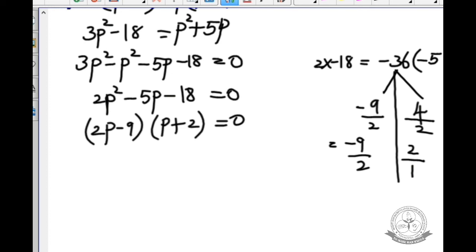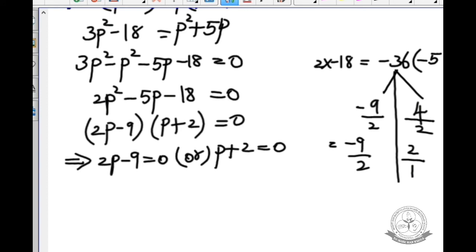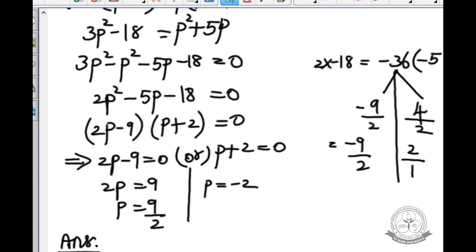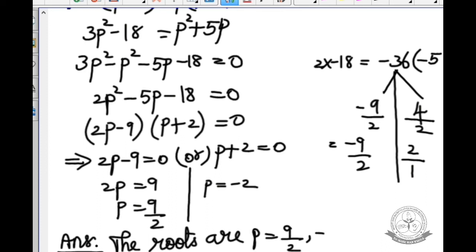Product of two terms is 0 means either of the terms should be 0. So 2p minus 9 equal to 0 or p plus 2 equal to 0. So you are getting p equal to 9 by 2. This side you are getting p equal to minus 2. So the answer, the roots are p equal to 9 by 2, comma, minus 2.